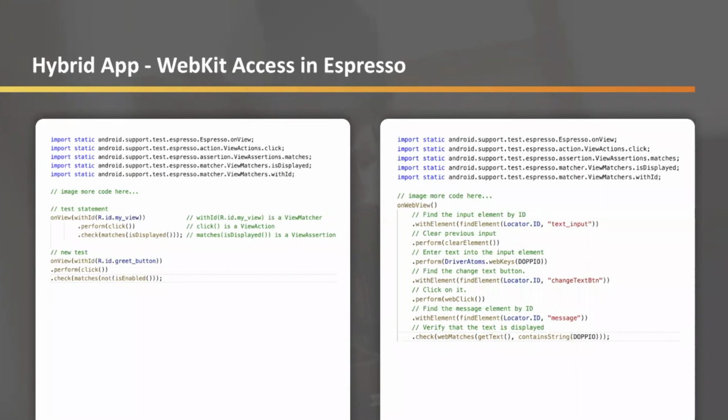So again I need to switch back to web view to native context. And also in case of Espresso, we just need to implement this on web view method in order to deal with the hybrid application. So now let me show you the same for iOS.